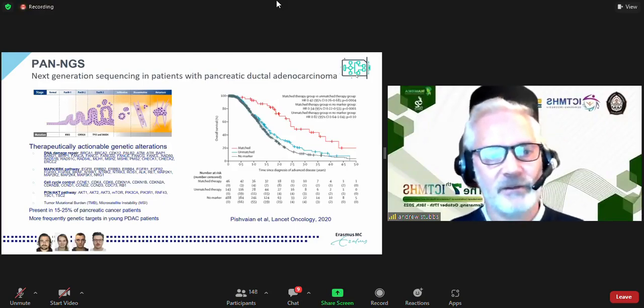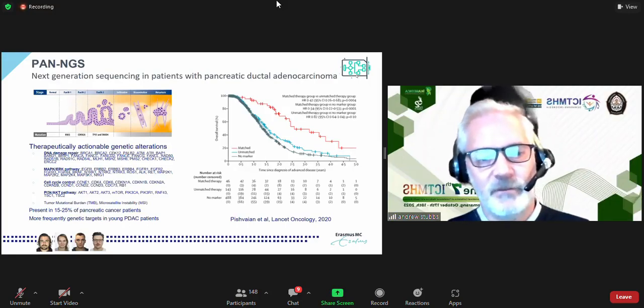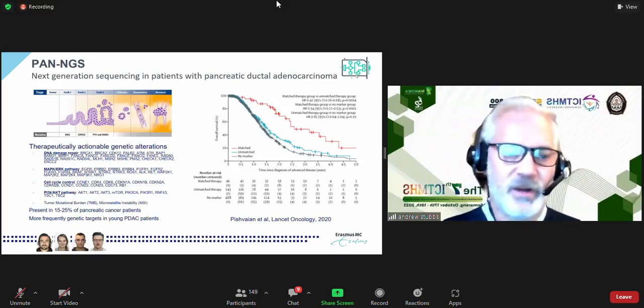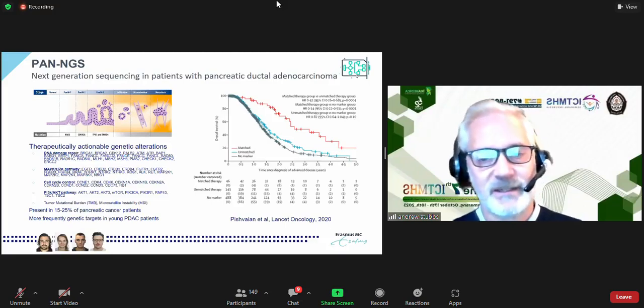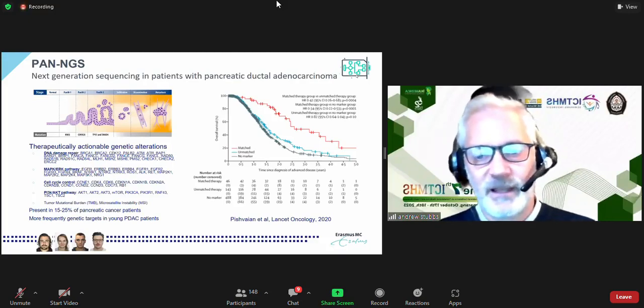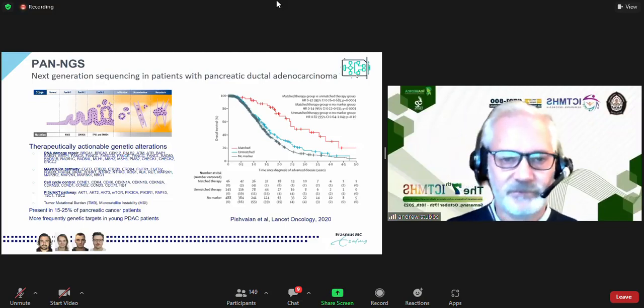And we have a panel of genes, these therapeutically actionable targets that work on DNA damage repair, MAP kinases, cell signaling, and PI3 kinases. What we're trying to identify is the population in which these seem to occur more prevalently, in 15 to 20% of the cancer patients, and even more prevalently in what they call young cancer patients, so those less than 60. And this has been demonstrated, on the right-hand side, in an article in The Lancet 2020, that if we use targeted therapies, we increase the survival time of these patients.